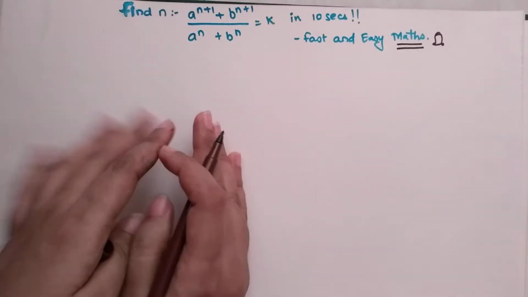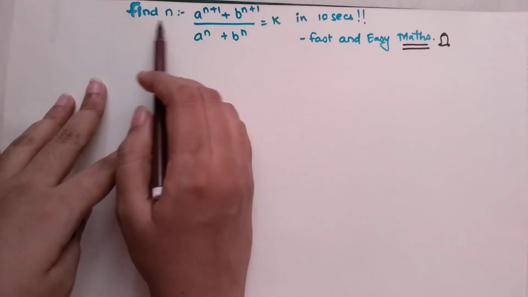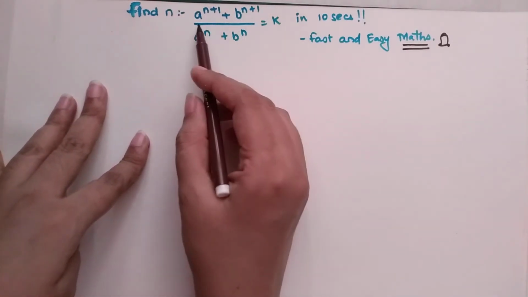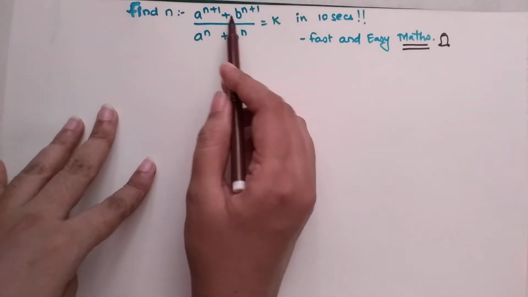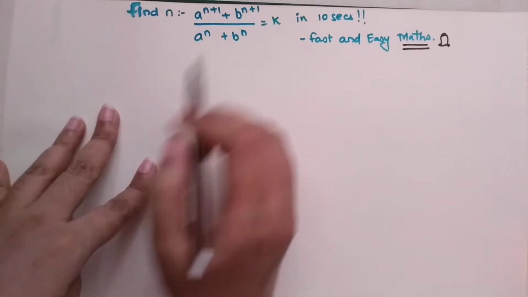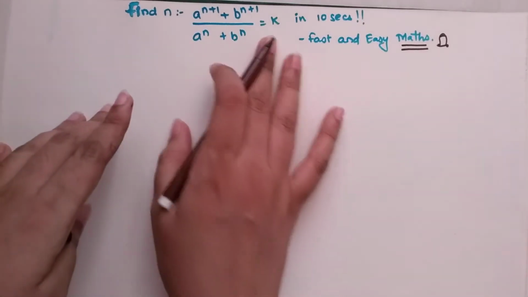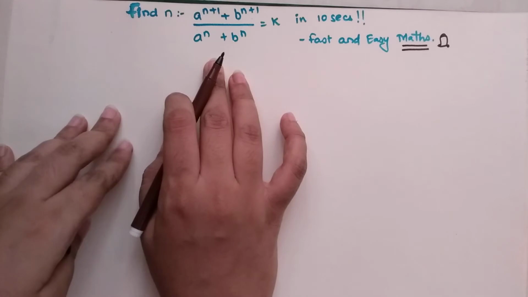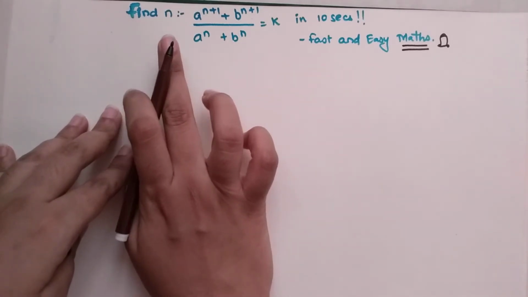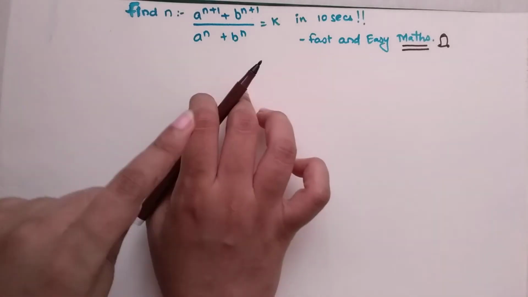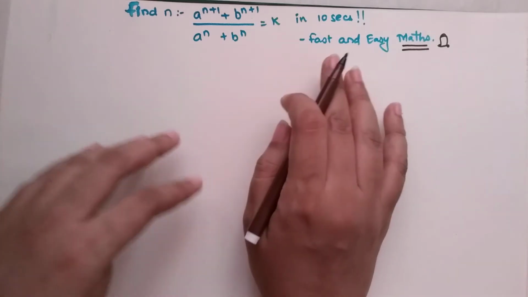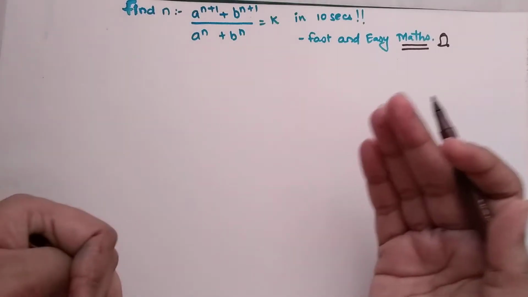So today we are going to find out how to find the value of n, especially when you have a question in this form where a raised to n plus 1 plus b raised to n plus 1 upon a raised to n plus b raised to n is equal to k. Whenever you have these kinds of questions in this particular format and they ask you to find the value of n, I'm going to show you a trick with which you will be able to find the value of n in under 10 seconds. Okay, 10 seconds is also a little on the extra side.